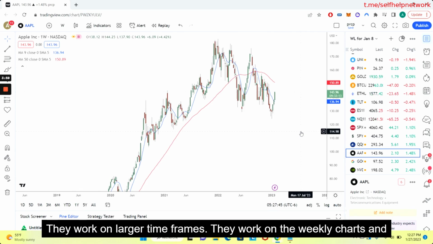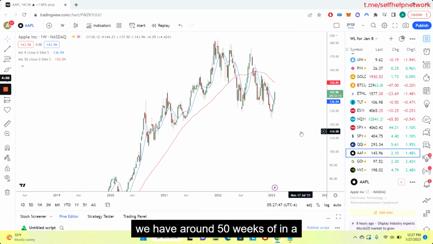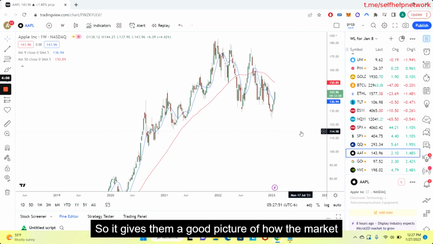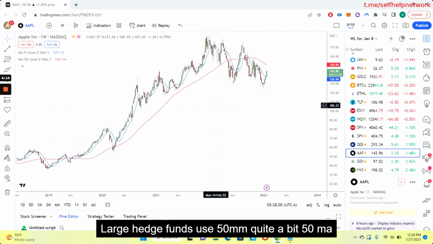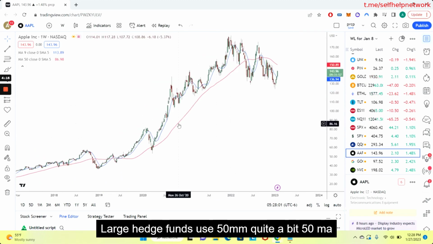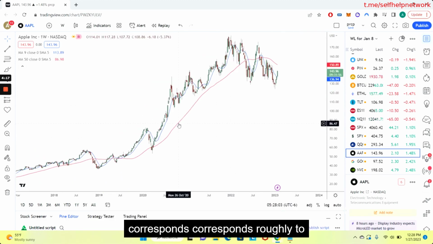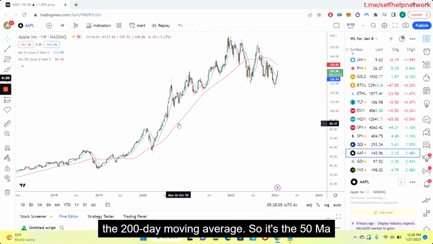The reason 50MA is used a lot is because most of the hedge funds work on larger time frames, they work on the weekly charts, and we have around 50 weeks in a trading year. So it gives them a good picture of how the market is moving with respect to the year. So if you guys will notice, large hedge funds use 50MA quite a bit. 50MA corresponds roughly to the 200-day moving average.